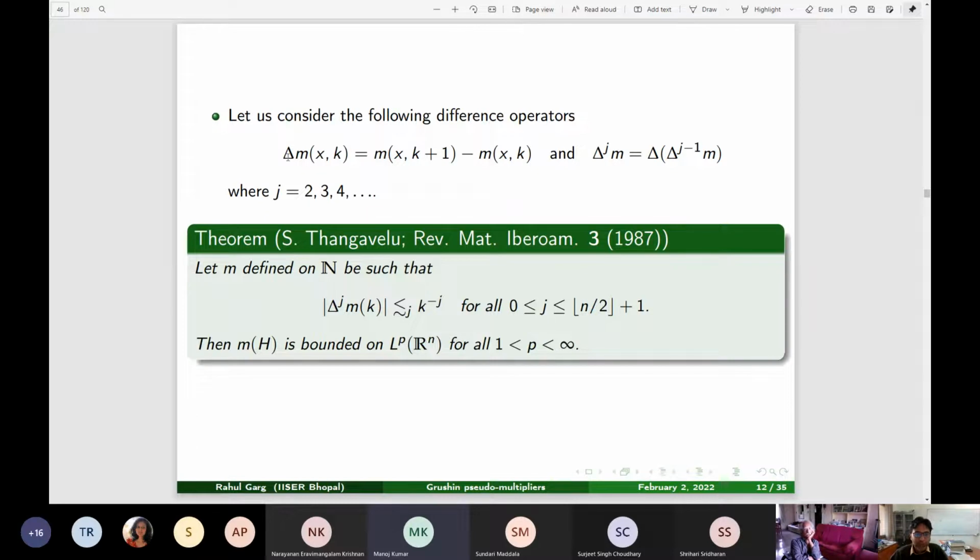So the symbol is... no, but here, maybe this is a misleading slide. This difference operator I'm defining anyway for just the discrete parameter. Even if your symbol is independent of x, this notation makes sense.